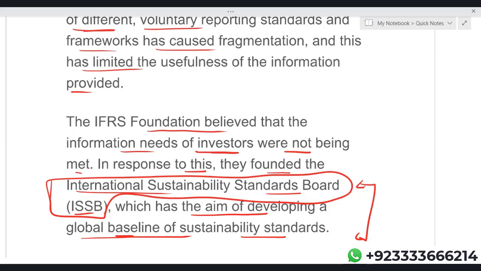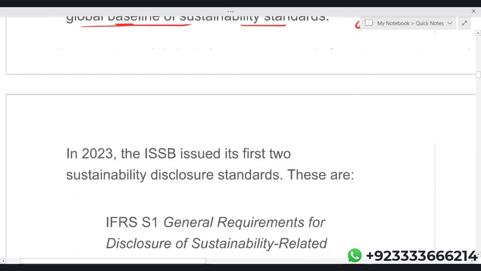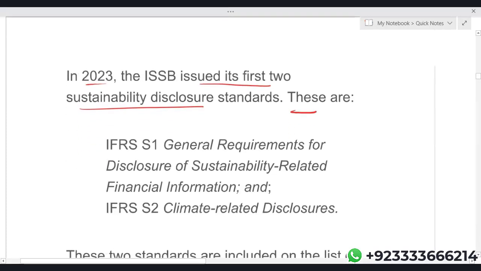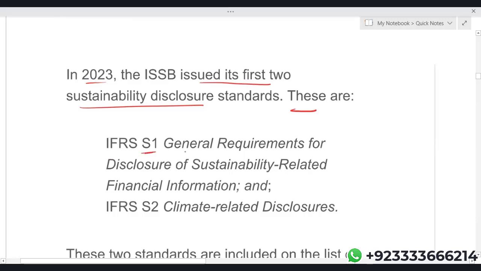It means in the future, we should be mentally prepared to get more and more standards in this sustainability area. In 2023, the ISSB issued the first two sustainability standards. We are saying first two, so be ready for many more to be coming. And these are S1, IFRS S1, general requirements for disclosure of sustainability related financial information. So S1, I think I just gave you the idea, just gives us the general requirements. But when it comes to S2, it's not general, it's climate related disclosures.